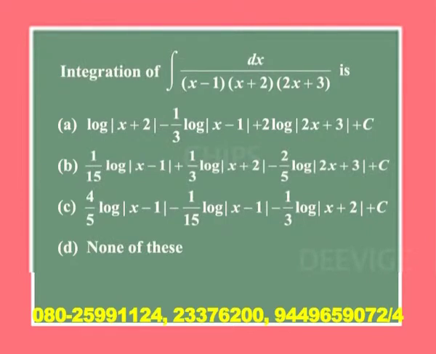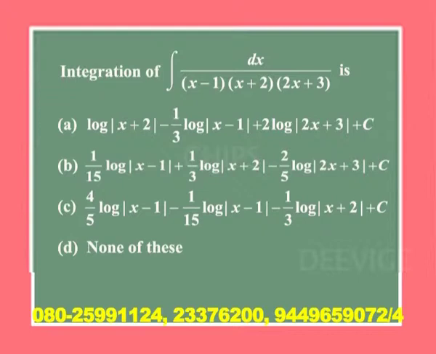Let us go to the next problem. The integral of dx divided by x minus 1 into x plus 2 into 2x plus 3 is: option A, log of mod of x plus 2 minus 1 by 3 log of mod of x minus 1 plus 2 log of mod of 2x plus 3 plus c.